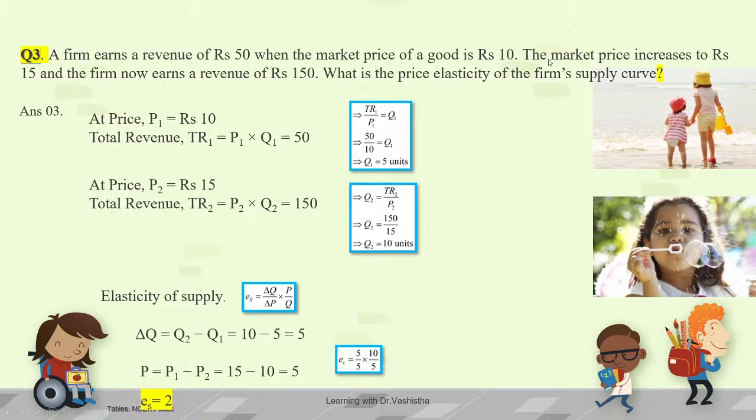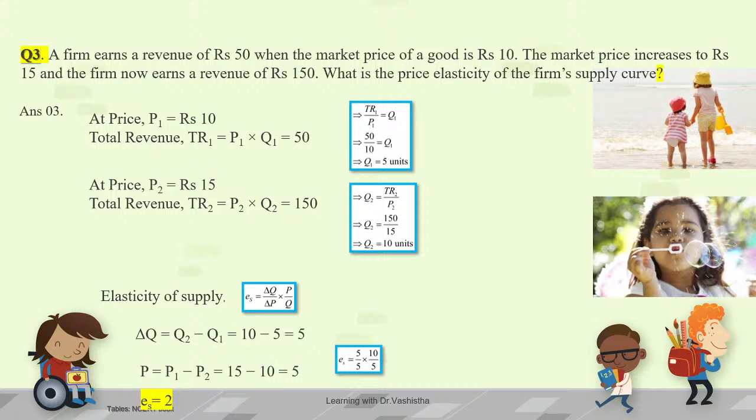Now what happens is that the market price increases. Now the price becomes 15 instead of 10. And similarly, the firm now earns a revenue which is greater than the earlier one because the price has increased, and it is now rupees 150. So in this condition, what will be the price elasticity of the firm's supply curve?